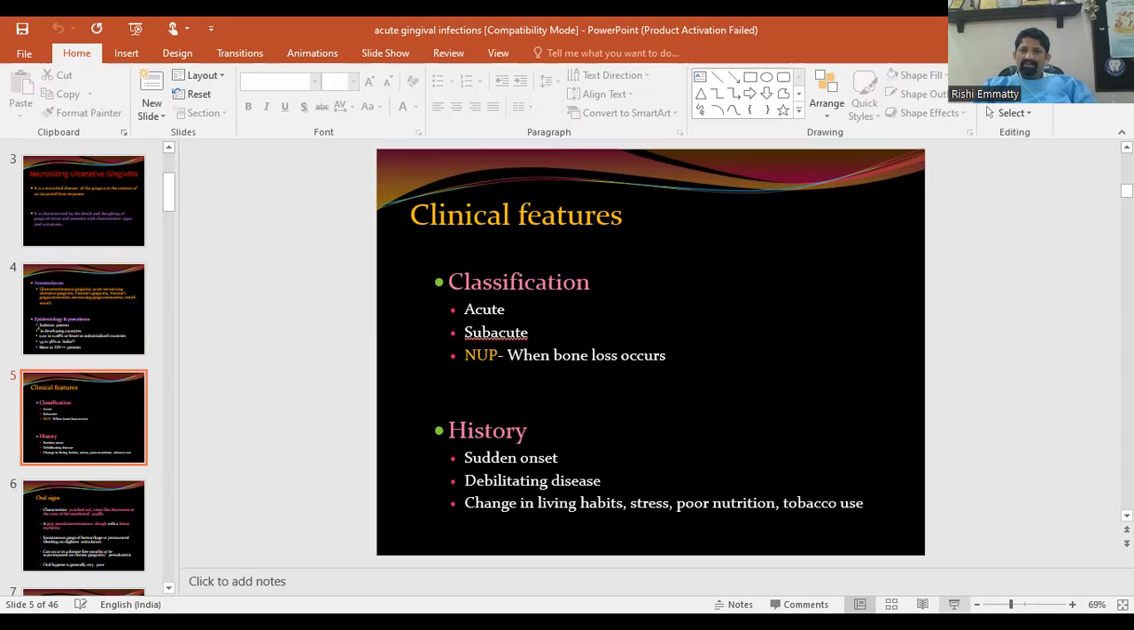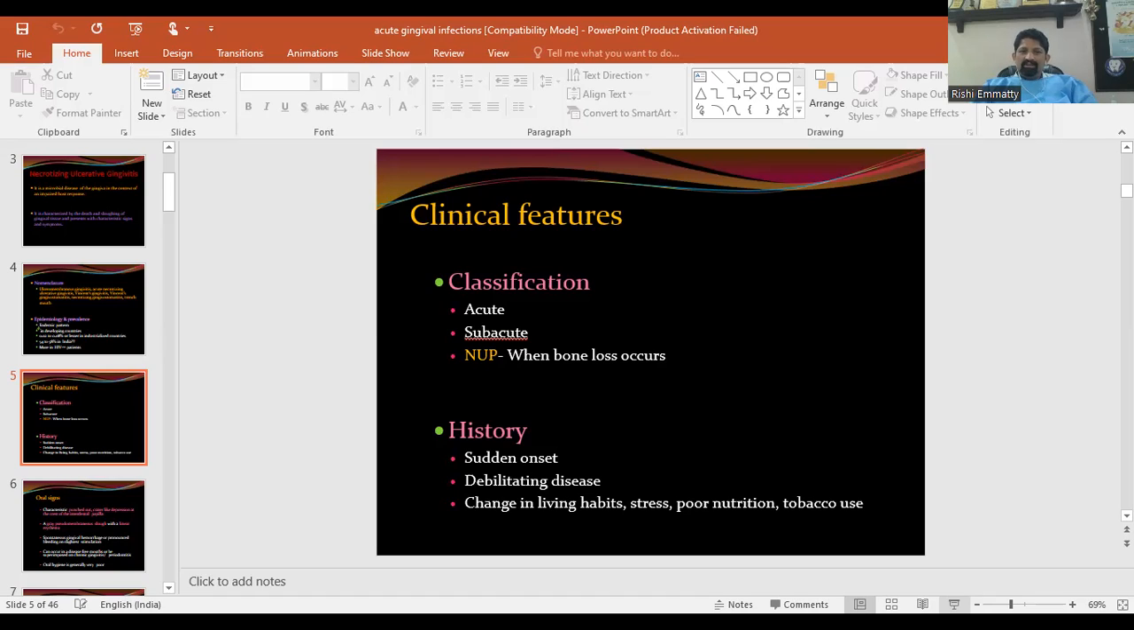What are the clinical features of necrotizing ulcerative gingivitis? First, the classification. It is classified into acute and subacute, mainly in the gingival tissues. When it invades the periodontal tissues, it is called necrotizing ulcerative periodontitis, when bone loss occurs. In acute and subacute forms, only gingival tissues are affected.